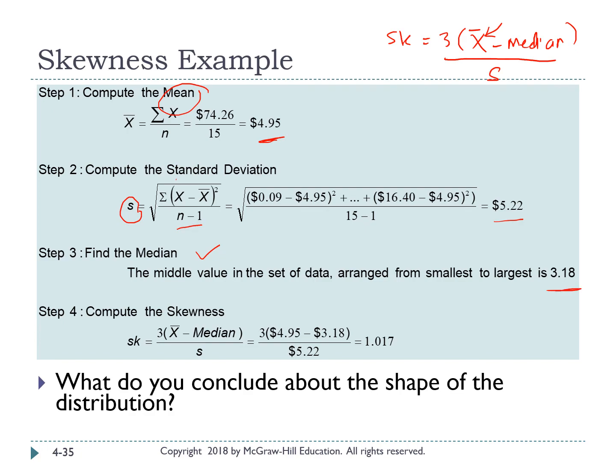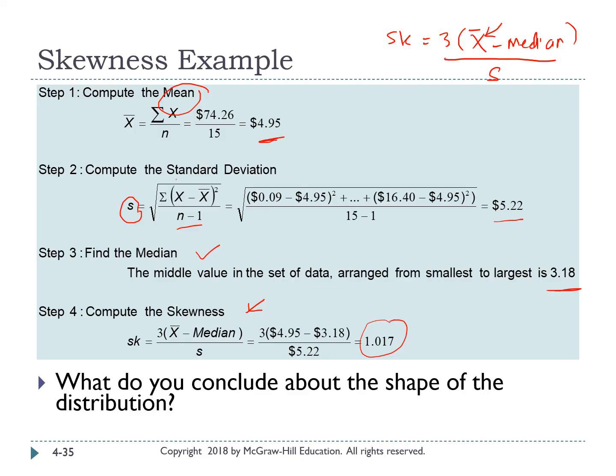So you have to practice this at home. And lastly, after you have all these components, the mean, median, and standard deviation, you can just plug all these values into the formula of skewness. So by plugging in all these values, you should get a skewness of 1.017.